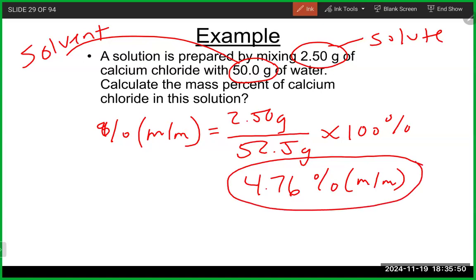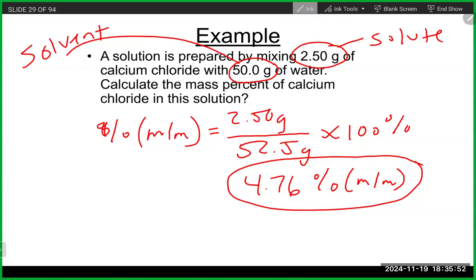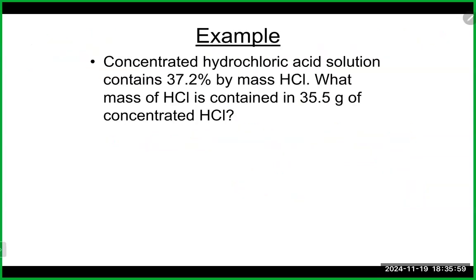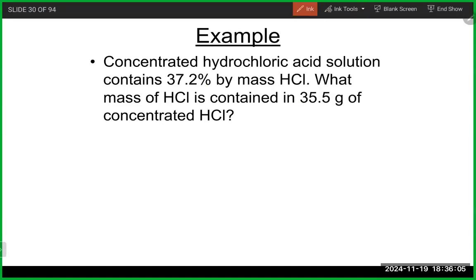Question on that one. Again, we did these examples in a previous lecture, and you can make sure you go back and look at it if you're not sure. Here again, if you have the percent by mass given to you, as I mentioned before, you could just turn that into a conversion factor. So that 37.2% by mass means that I have 37.2 grams of HCl in 100 grams of solution.